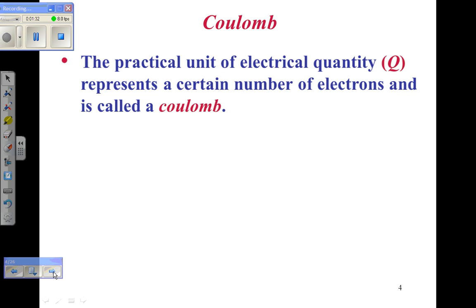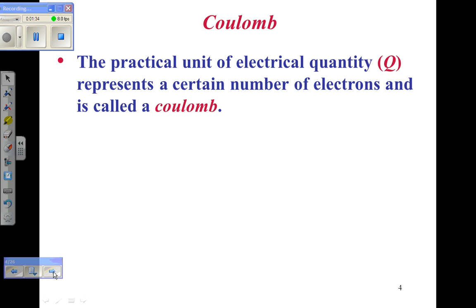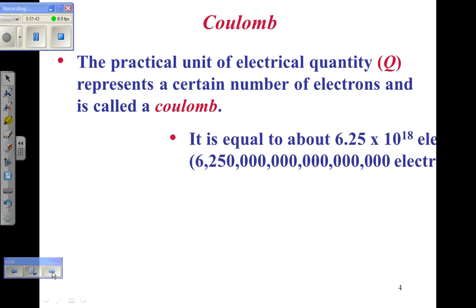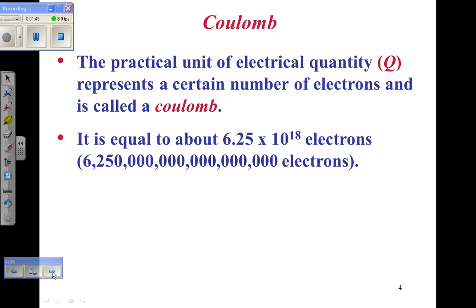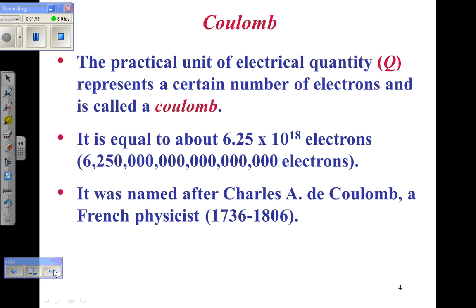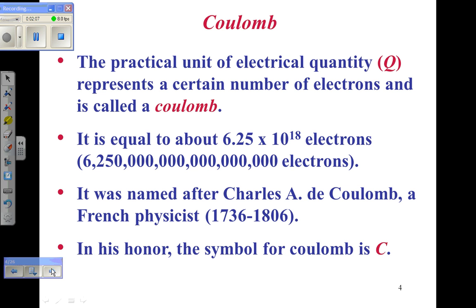A Coulomb, what is a Coulomb? The practical unit of electrical quantity represents a certain number of electrons and is called a Coulomb. A Coulomb is 6.25 times 10 to the 18th electrons, or 6.25 exa-electrons. That's an engineering notation term, and we're going to learn engineering notation. Named after Charles de Coulomb, a French physicist. In his honor, the symbol for a Coulomb is C.